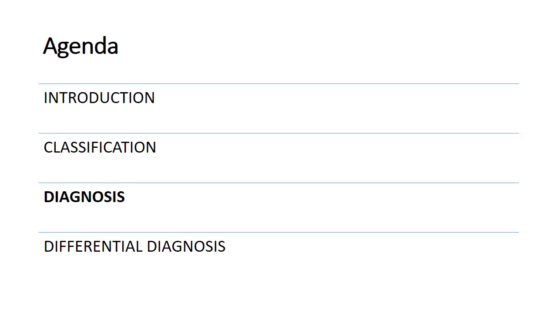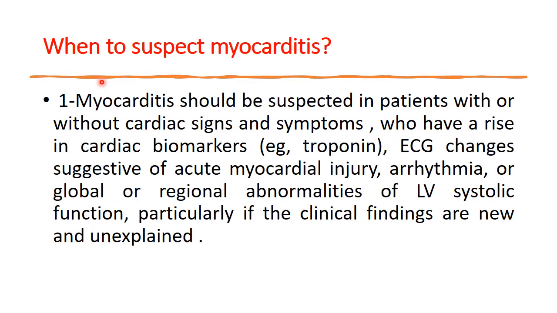Let's move to the diagnosis of myocarditis. The first question is when to suspect myocarditis. Myocarditis should be suspected in patients with or without cardiac symptoms and signs, who have a rise in cardiac biomarkers, namely troponin, and ECG changes suggestive of acute myocardial injury or arrhythmia, or global or regional abnormality of the left ventricular systolic function, especially if the clinical findings are new and unexplained.